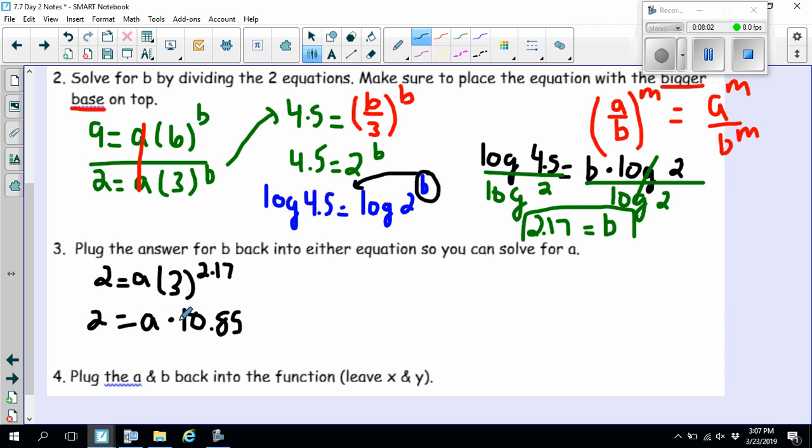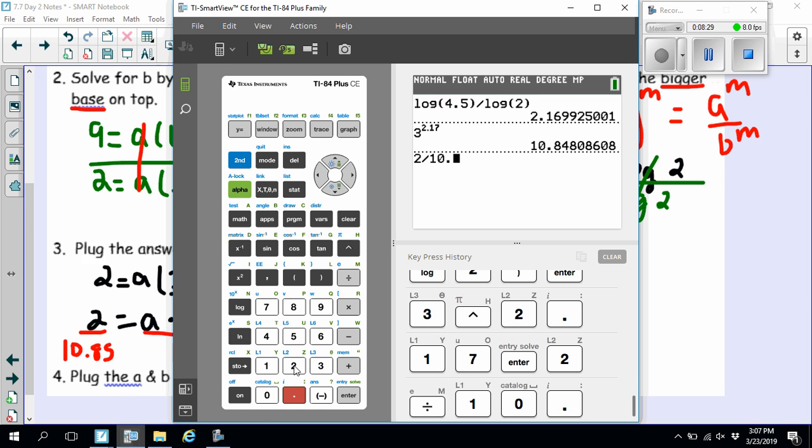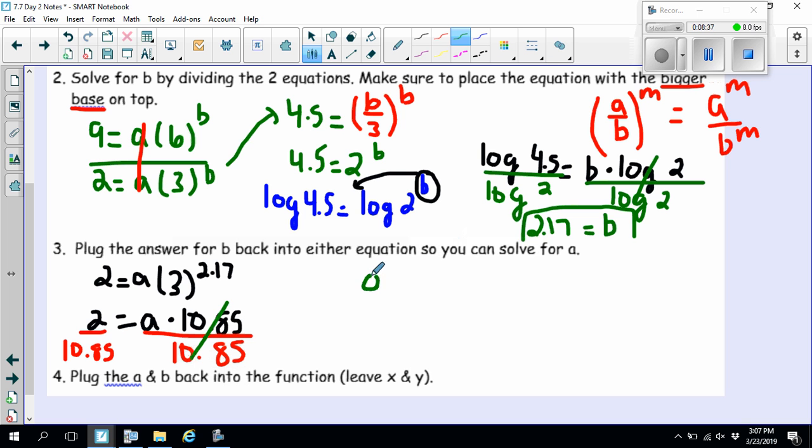Because this is saying a times 10.85, remember to isolate our a, we're going to divide everything by that 10.85. So on this side it cancels. And once again, you'll just do 2 divided by 10.85. And once again, we will round to 2 decimal places, to make it easier on ourselves. So we get about 0.18 as our a value.